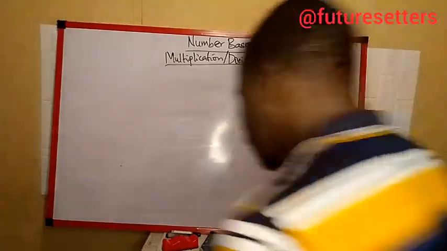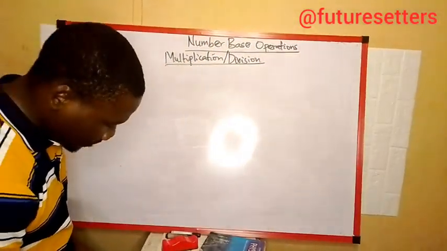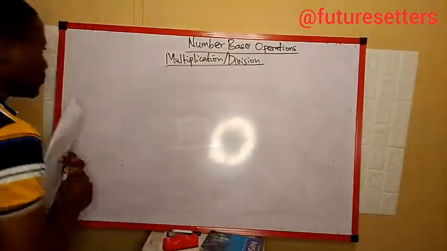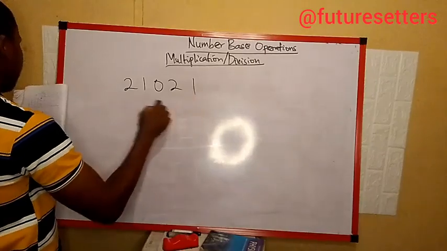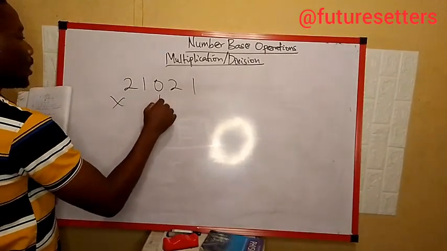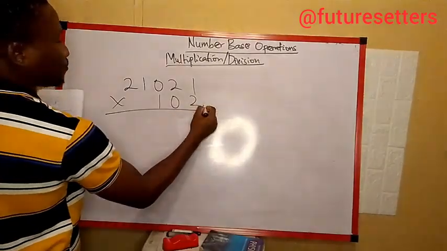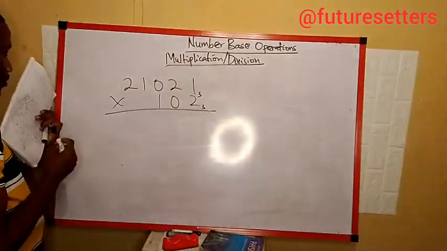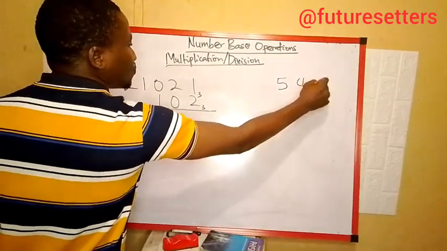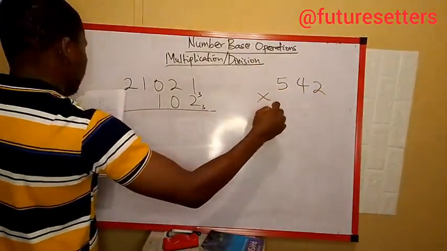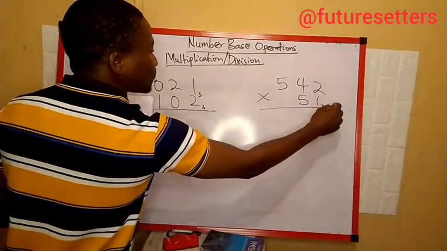Alright, so we'll be moving on to multiplication in number bases. Multiplication in number bases. So we have a question on the board: 21021 times 102. So we are multiplying in respect to base 3. Then we also have another question: 542 times 51. We are multiplying in respect to base 7.